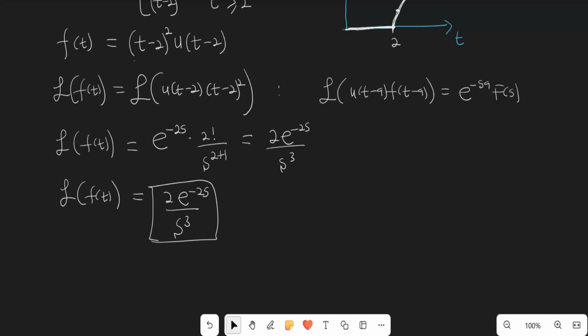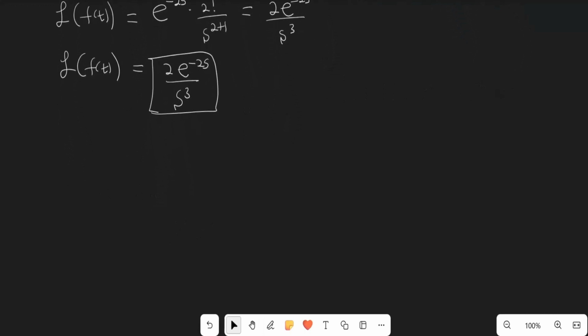Alright, cool. So now let's go to the fourth one, which I will do in green. The fourth one is going to be this. We have the function f of t equal to t for values of t in between 0 and 1, and it is equal to 3 for t greater than or equal to 1.